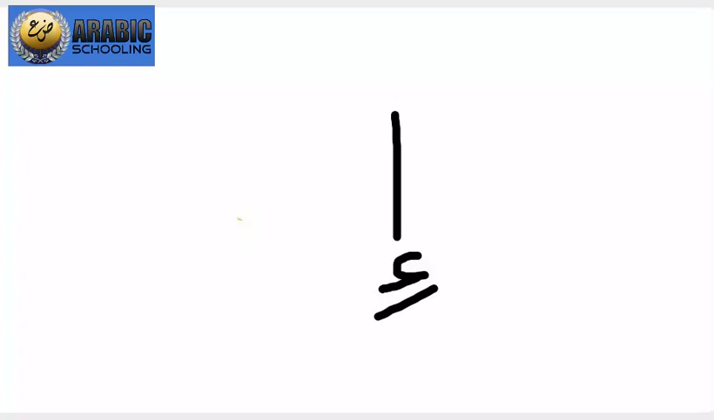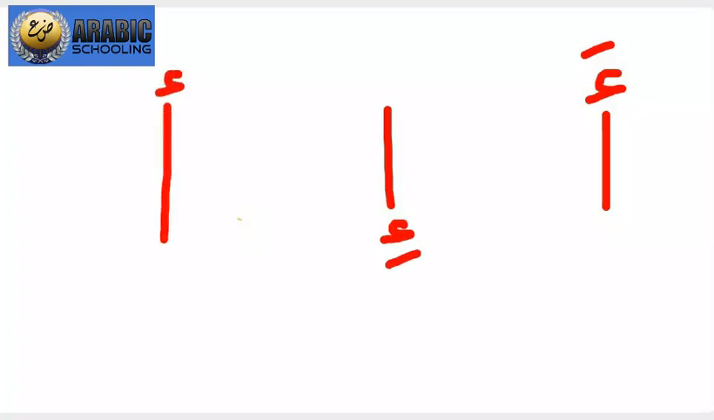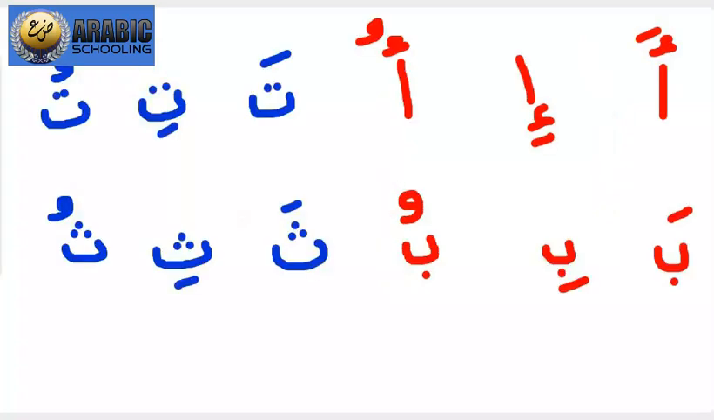So let's see how the aleph looks with the 3 short vowels all together. Aleph with a, it's a sound. Aleph with e, it's e sound. Aleph with u, it's u sound. A, e, u. Yes. So now you have all the letters you learned.